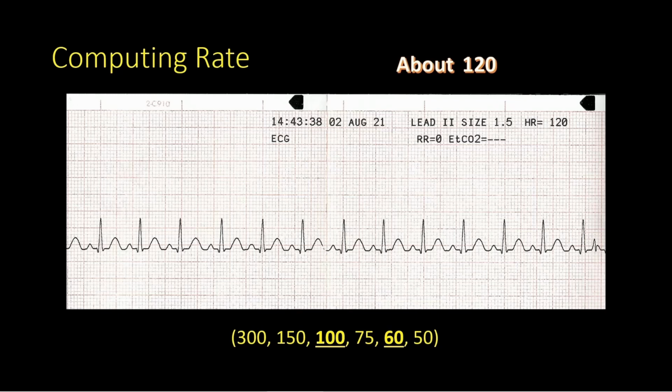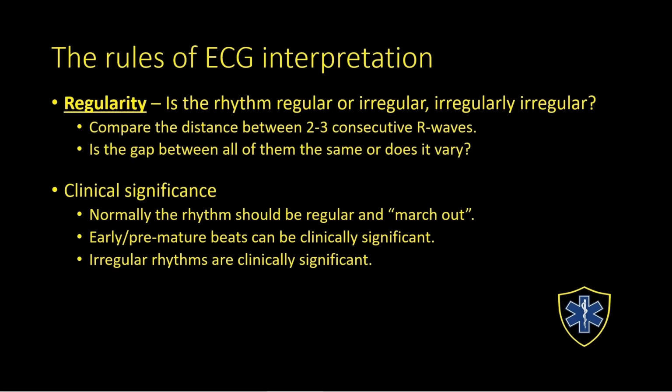The next thing you want to look at is how regular the rhythm is. When we look at how regular the rhythm is, is it regular or is it irregular? Now, we want rhythms to typically be regular. That's normal. Normal rhythms should be regular. They should march out. Otherwise, anything that's an early or a premature beat can be clinically problematic. Sometimes you'll have irregular rhythms, and that can help us identify where the rhythm's coming from.